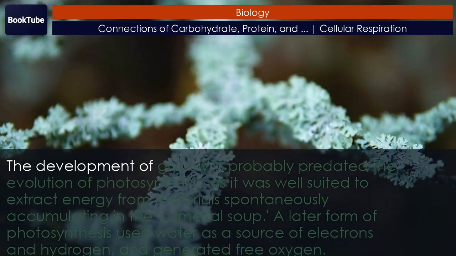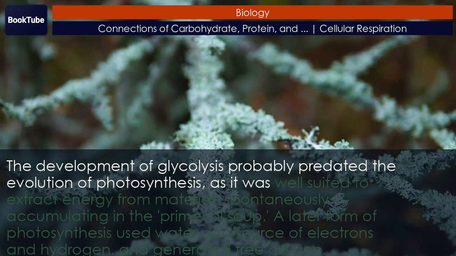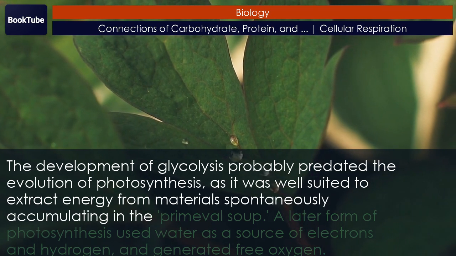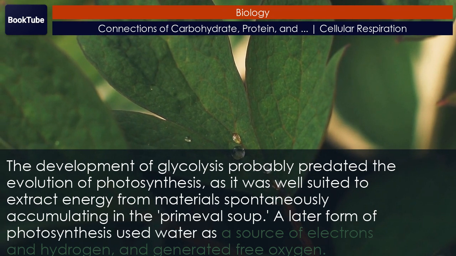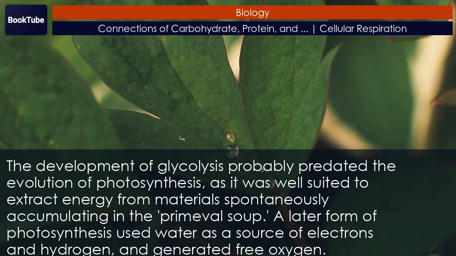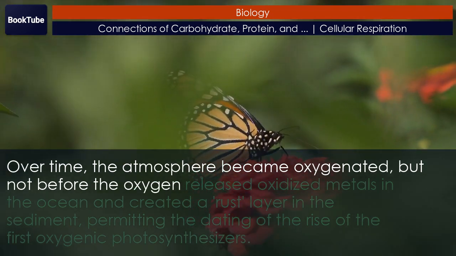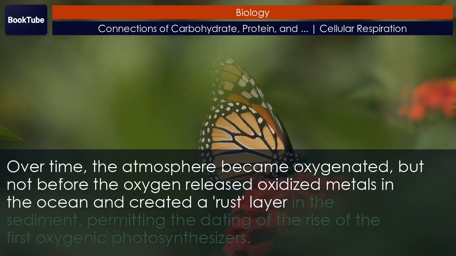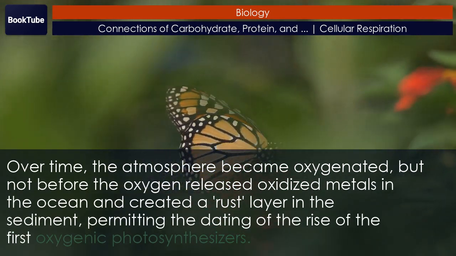The development of glycolysis probably predated the evolution of photosynthesis, as it was well suited to extract energy from materials spontaneously accumulating in the primeval soup. A later form of photosynthesis used water as a source of electrons and hydrogen, and generated free oxygen. Over time, the atmosphere became oxygenated, but not before the oxygen released oxidized metals in the ocean and created a rust layer in the sediment, permitting the dating of the rise of the first oxygenic photosynthesizers.